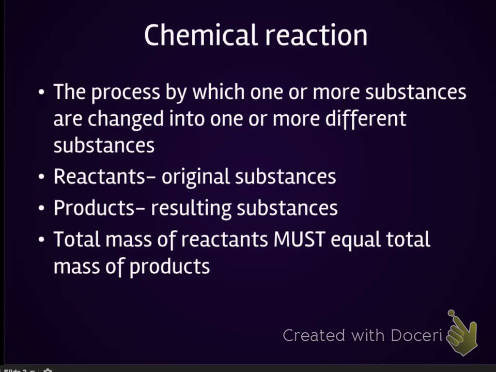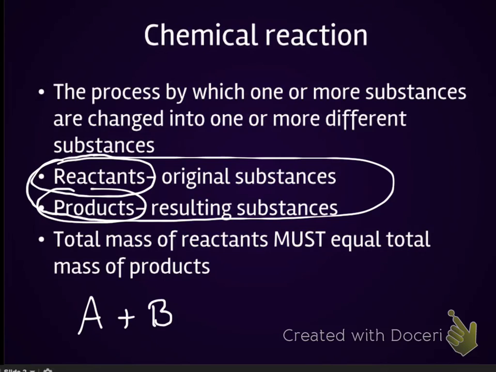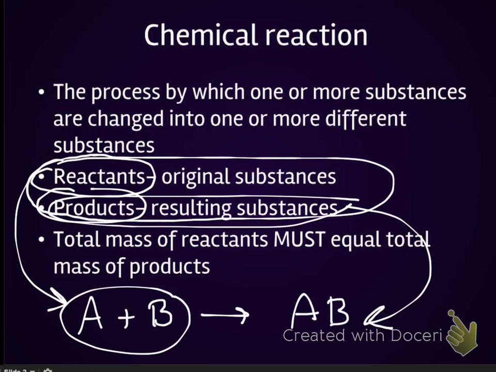It's the process by which one or more substances are changed. We get new substances out of a chemical reaction. And two important terms, I didn't see anybody mention this in the what do you know: reactants and products. Okay, I missed it then. So reactants are what goes in, products are what comes out. The reactants are what react. And when we write a chemical equation, if we have A plus B equals AB, these are our reactants, and this is our product. Okay?